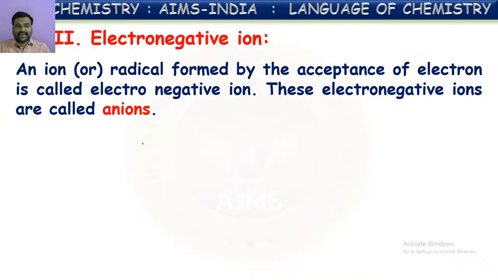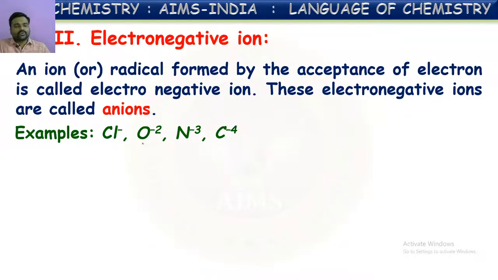Now let us see about these anions. Examples are shown here. Cl minus, which is called chloride ion or chlorine ion. So here by the gaining of one electron, chloride ion is formed. Or if you see oxygen ion, O minus 2, by gaining of 2 electrons, oxygen forms its ion. Nitrogen by gaining of 3 electrons, carbon by gaining of 4 electrons. These all ions are formed by the gaining of one or more electrons, and hence these are called as electronegative ions or anions.